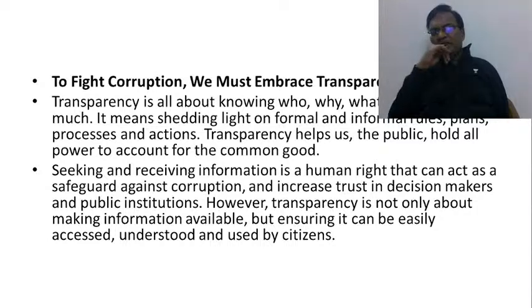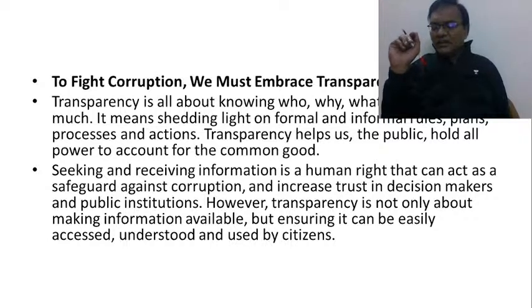Right? What should we do to fight corruption? We must ensure transparency in government. The only way to fight corruption is by ensuring transparency in the government. What is this transparency? As you can see on the screen, it is all about knowing who, why, what, how, and how much. That means who is taking the decision, why he has taken the decision, what decision he has taken, how he is going to implement the decision, and how many rules and regulations are violated in implementing the decision.